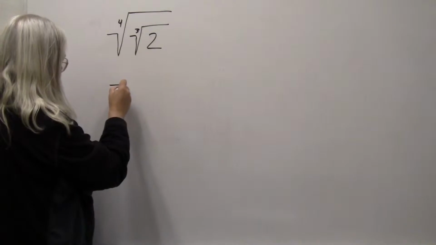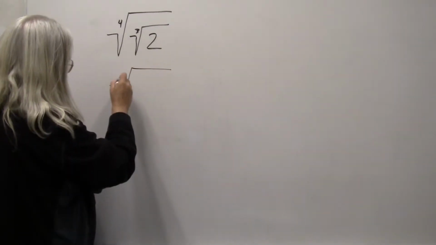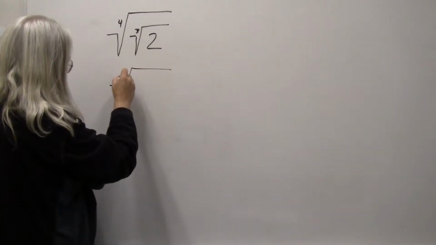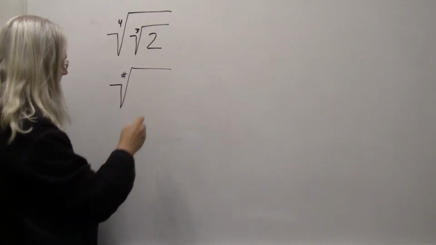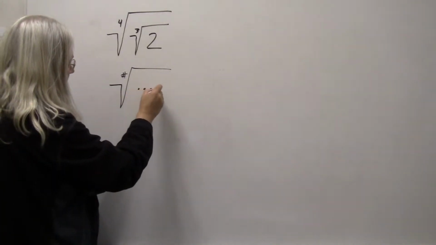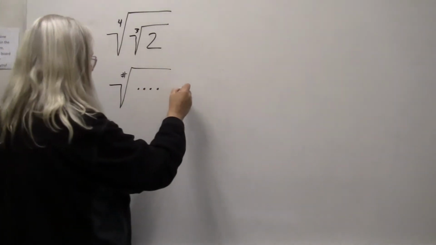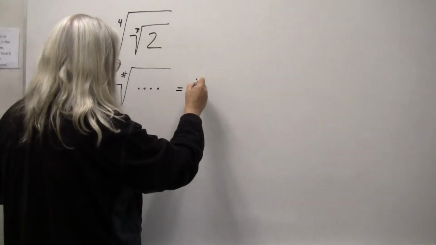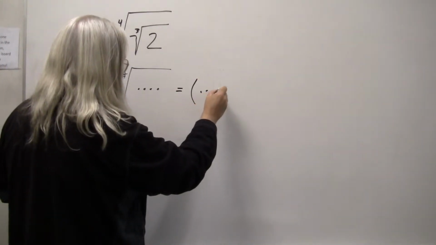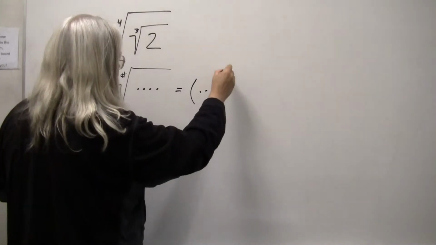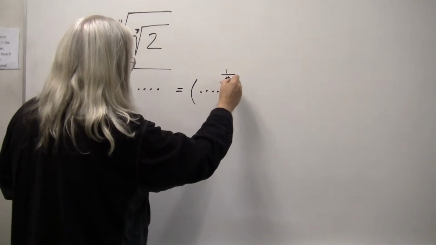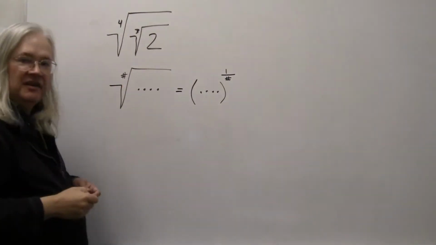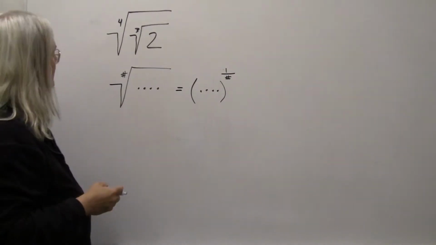If you have a radical with some number here, I'll just put a sharp sign for a number, of some stuff, I'll just put dots. The rule is that just becomes the stuff inside, this thing I made dots with, to the fractional power of 1 over the number that was there. It's just a notational rule.